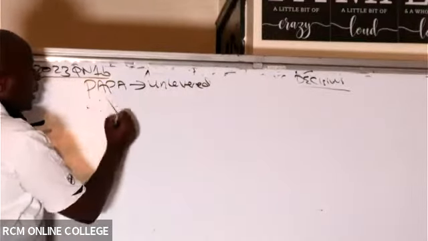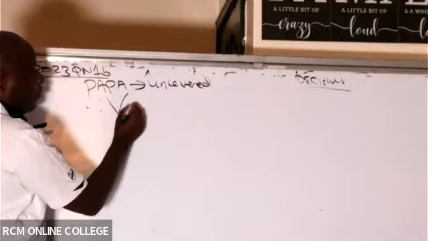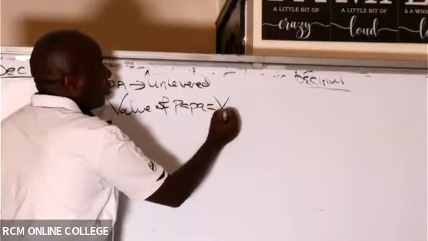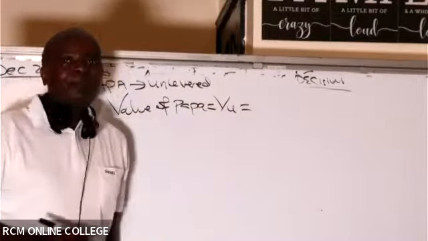Therefore, I will start by getting its value. So give me the value of Papa, which will be the value of the unlevered firm.